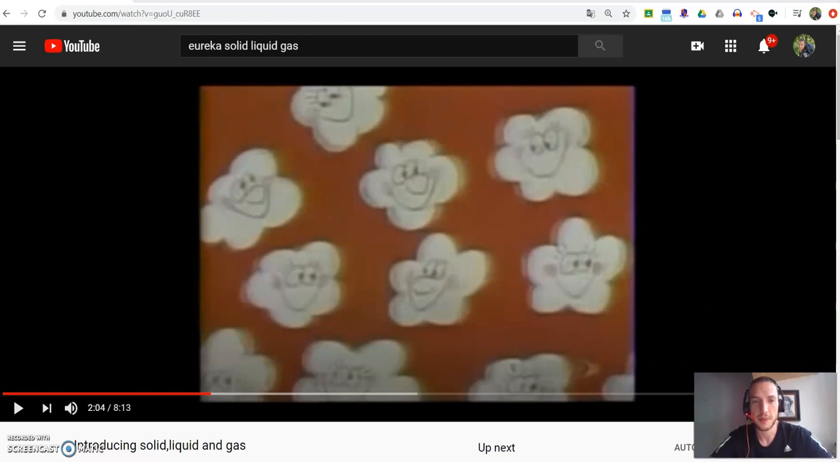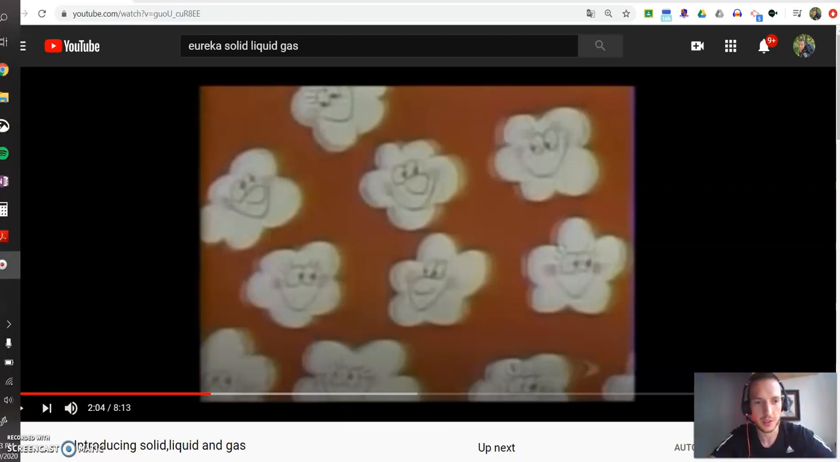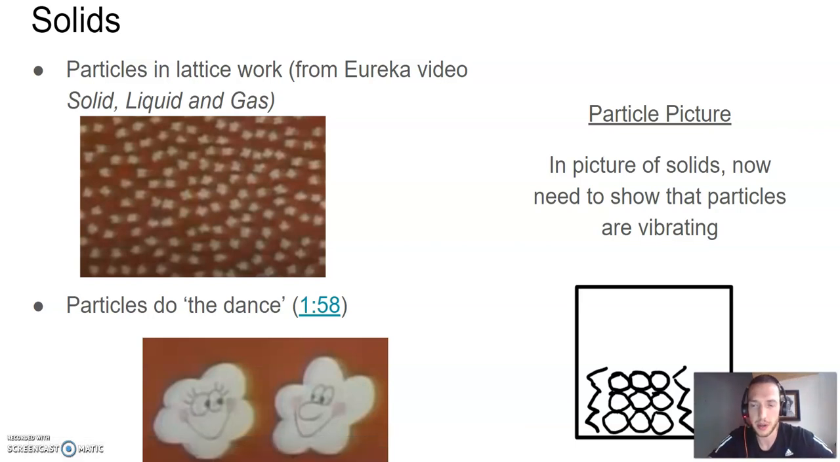All right, so this is what I mean by the particles in solids do the dance. They're just kind of moving toward each other and then away from each other, never quite touching each other. If you look at the right part of the screen, this is why we are going to draw particle pictures of solid substances in a different way. You're just going to draw the particles touching each other just like you did in the previous unit, but you're going to add zigzag lines to show that they're vibrating, to show that they're doing that dance.